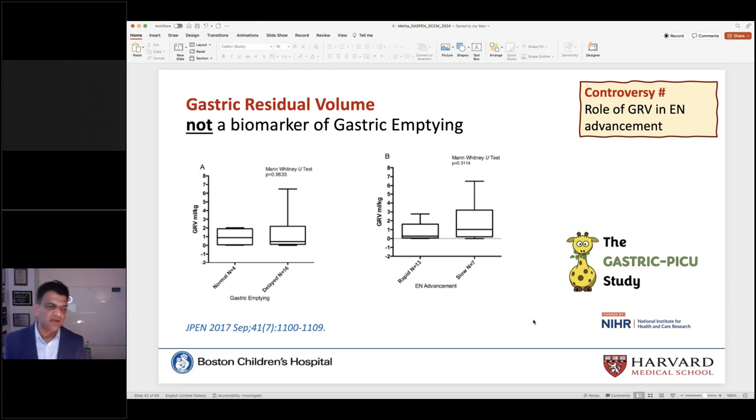Many of you may have strong feelings about it. I would ask you to wait till the gastric PICU results are out. At Boston Children's, we don't believe in it as an isolated marker of tolerance. At the same time, we won't ignore a 1 liter gastric residual volume with abdominal discomfort and distension. So a pragmatic approach is what we need.